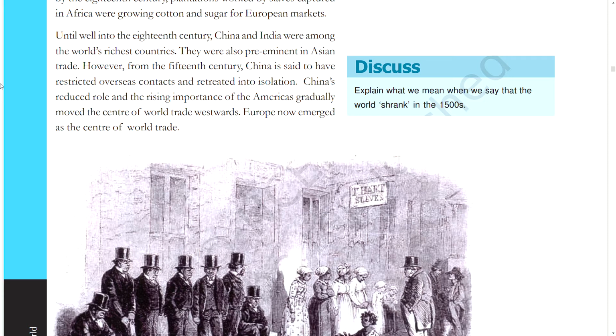Discuss. Explain what we mean when we say that the world shrank in the 1500s. Comment on this.